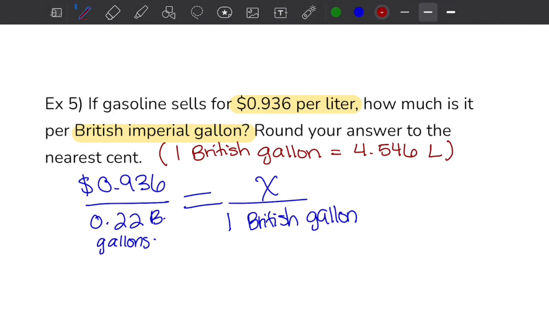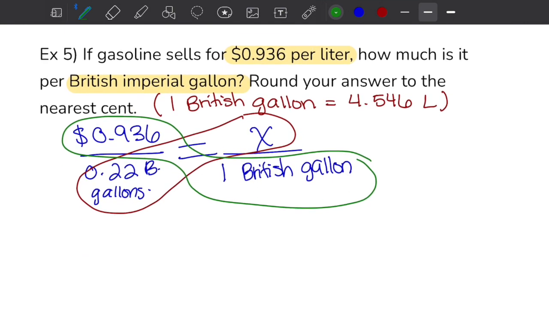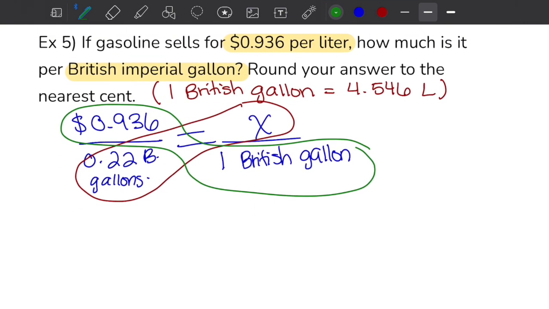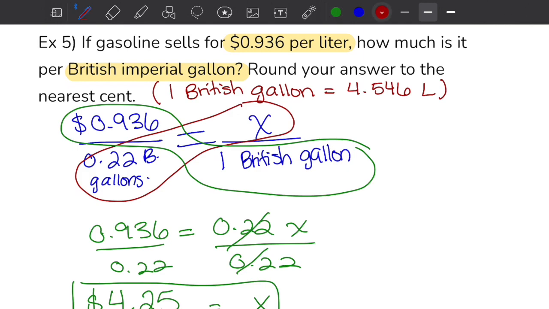So now what I'm going to do is I'm going to cross multiply. So these two multiply with each other and then these two multiply with each other. Remember, there's a review video on this, so if you need to watch that as a recap, you can. So 0.936 times 1 is 0.936 equals 0.22 times X. To get X alone, you divide by 0.22. So X is equal to 4.25. And what are the units? In this case, dollars. Okay, how do we know that it's dollars? Because we're looking for X and X is on the same row as the dollars.